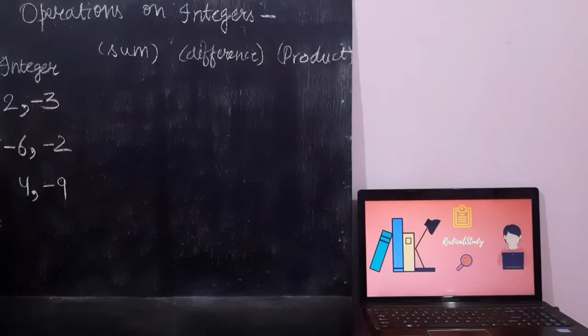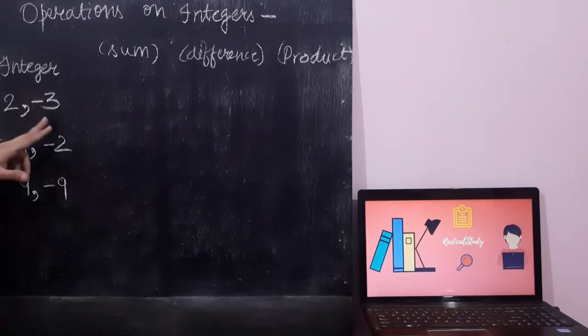Hello students, today's topic is operations on integers. As I have explained to you addition of integers, subtraction of integers and multiplication of integers, today I will take a few examples and perform all three operations on each example. The first example is 2 and minus 3.